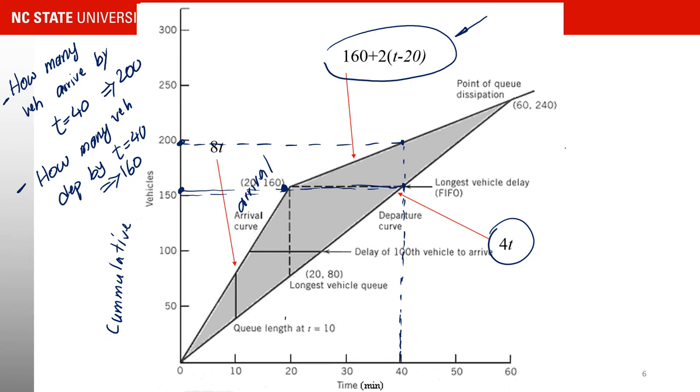So now if I ask you how many vehicles are in the system at time 40, how do you determine that? How many vehicles are in the system at time 40? So if you know that 200 vehicles have arrived by 40, 160 have left, the difference of the two, which is 40, is the number of vehicles that exist in the system. So that would be 200 minus 160. Or the length of this line.